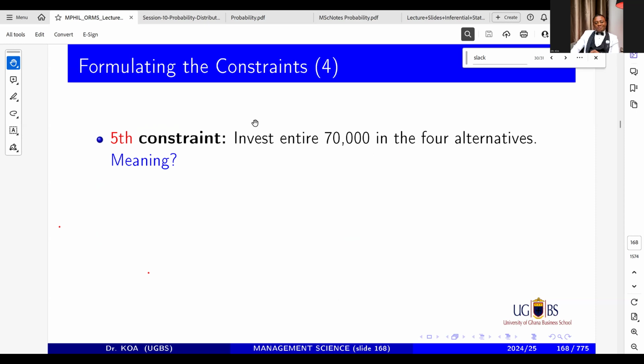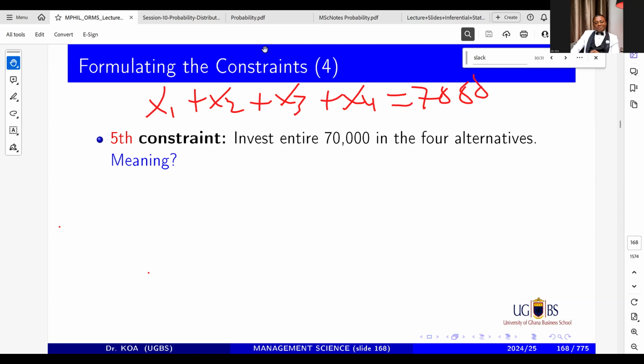What it means is that you would take your X1, you add it to your X2, you add it to your X3, add it to your X4. And then Amma is investing in everything. It's an indication that all of this combined should be equal to 70,000. So you are supposed to invest the entire thing. Everything must go. Okay. So this becomes the right-hand side of another constraint, and the left is all of this. You got to understand it. And this is the last constraint.